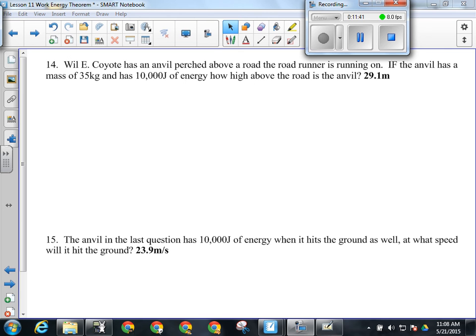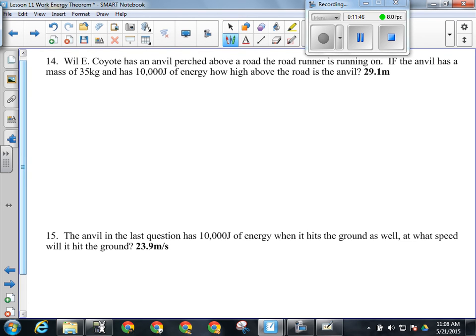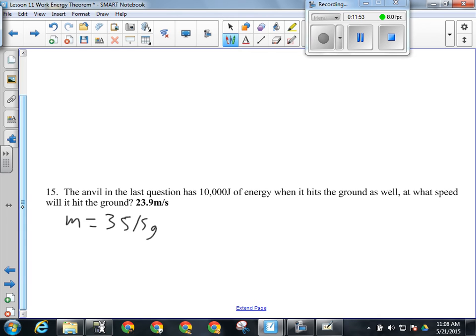Okay, so on number 15 here, okay, our anvil, and we have to transfer the mass down here because it's the same anvil, okay, is 35 kilograms. All right. It has 10,000 joules of energy when it hits the ground. What kind of energy does it have when it hits the ground? Kinetic, because it's hitting the ground. It can't have any potential because its height is 0, and it's been falling and building up speed the whole time. All right, so we know that the kinetic energy on the ground is 10,000 joules.